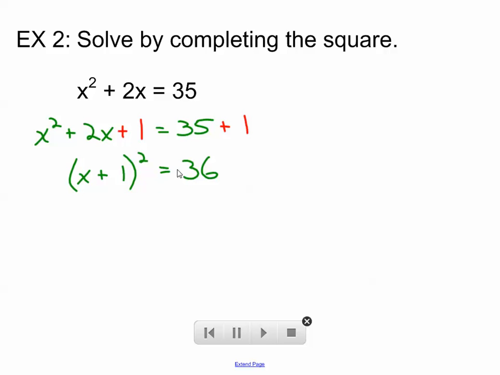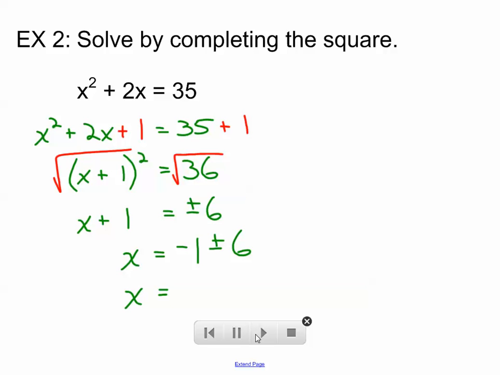Now that's the completing the square. We completed the square. We can do anything we want to an equation as long as we do it to both sides. Continuing on with that theme, I'm going to take the square root of both sides. The square root of x plus 1 squared is x plus 1. And the square root of 36 is plus or minus 6. Subtract 1 from both sides. Negative 1 plus 6 is 5, and negative 1 minus 6 is negative 7. Those are the two solutions to this quadratic equation.